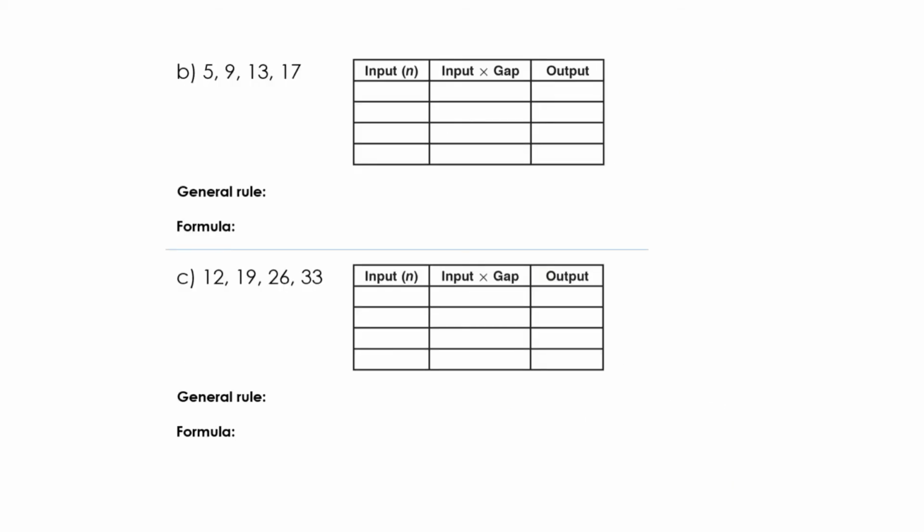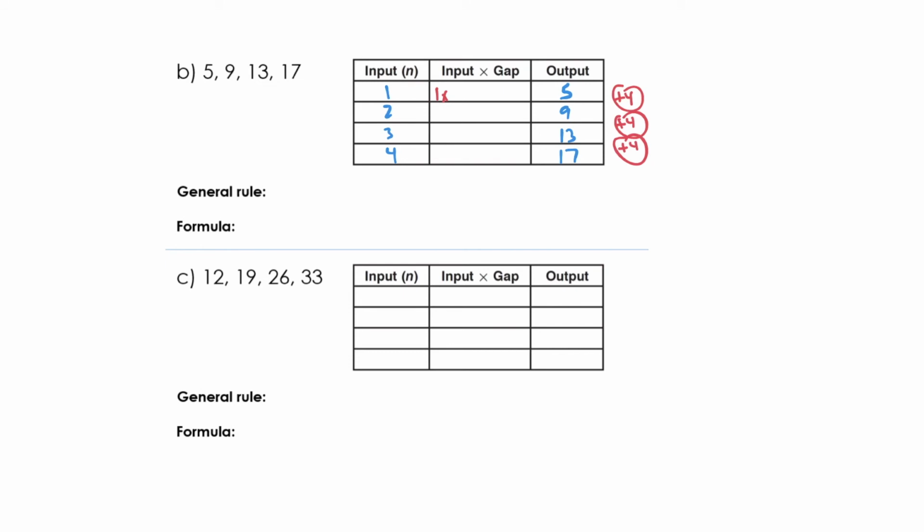So let's do some more examples here. So we have the input, 1, 2, 3, 4. And the output is 5, 9, 13, 17. And let's find the gap. So I strongly encourage that you use the bubble method that I've always been using. As you can see, the gap is 4. The pattern is increasing by 4.